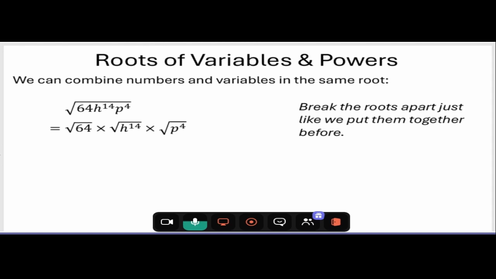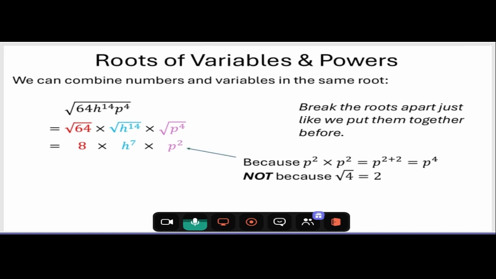And these are all perfect squares because what times itself gives 64? 8 times 8 is 64. What times itself gives h to the 14? H to the 7 times h to the 7 gives h to the 14 because you add the exponents. And what times itself gives p to the 4? P squared times p squared gives p to the 4.